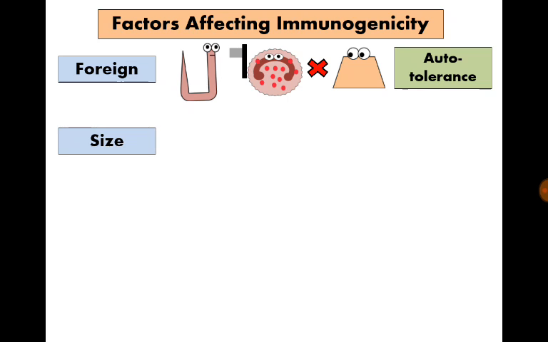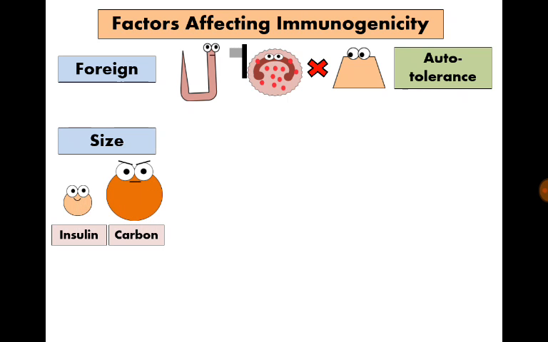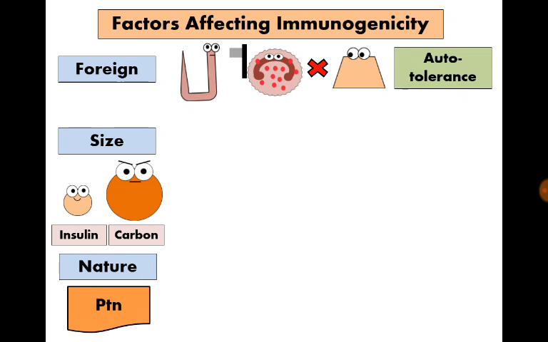Number two, the size of the molecule. The bigger the molecule, the stronger the immune response it can elicit. However, there are some exceptions. Carbon is large but a weak antigen, while insulin is a small molecule but highly antigenic. Number three, the nature of the molecule. The most powerful antigens are proteins. Number four, the route of administration.